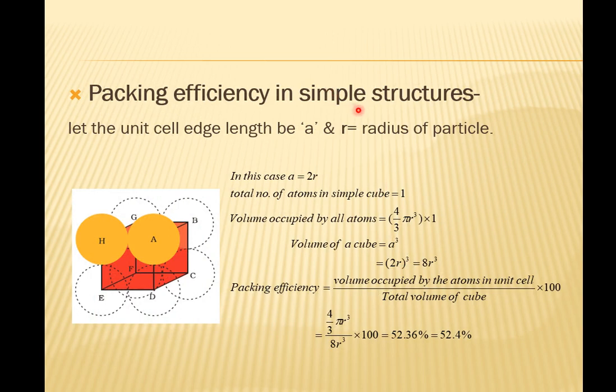In simple structures, simple means particles are present only at the corners of a cube. Now one side of a cube again is equal to small a. These are the two particles present at the corners. So a will be equal to 2r here: 1r, one radius, and this is 2r, second radius. Total number of atoms in a simple cube is equal to 1. So volume occupied by all the atoms will be 4 by 3 pi r cube into 1. Volume of cube, again a cube. Putting the value of a, it comes to be 8r cube.